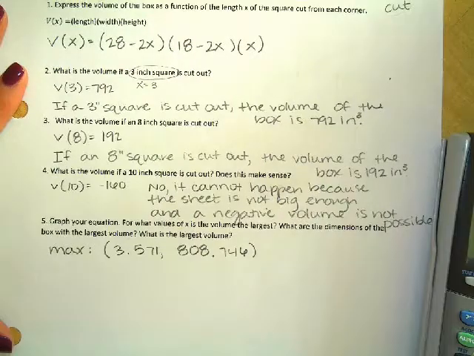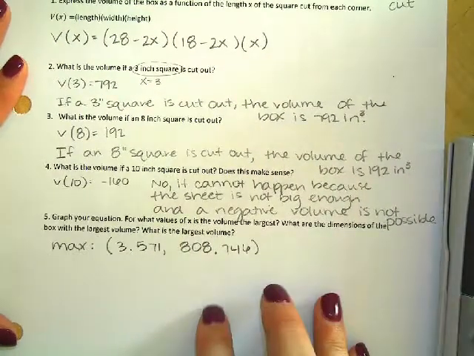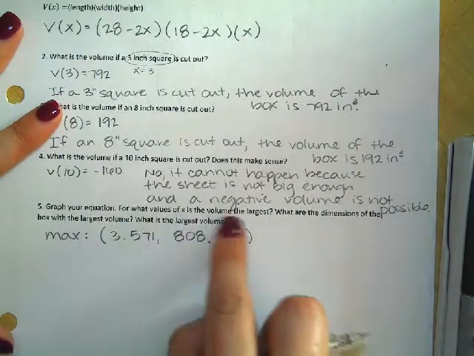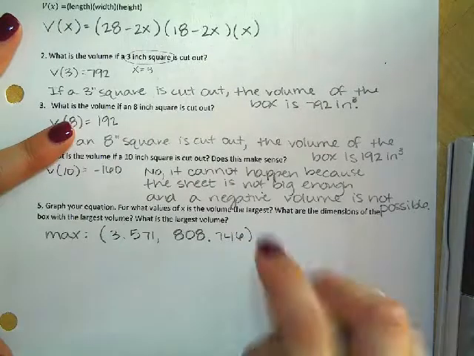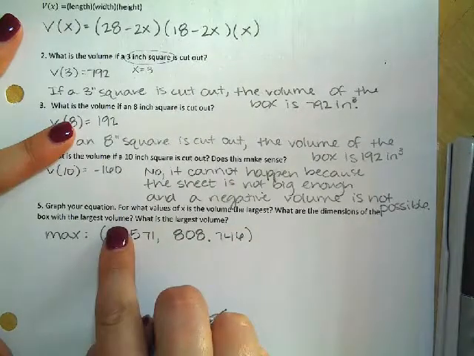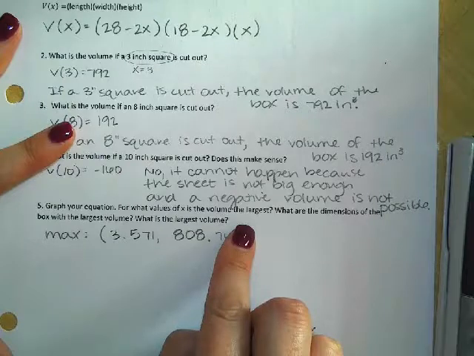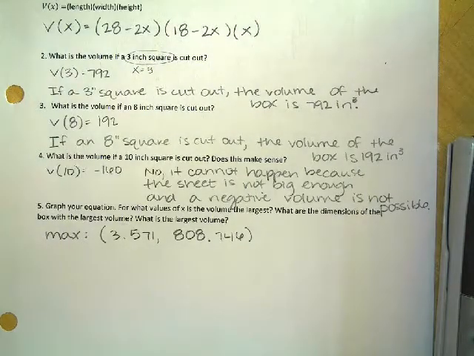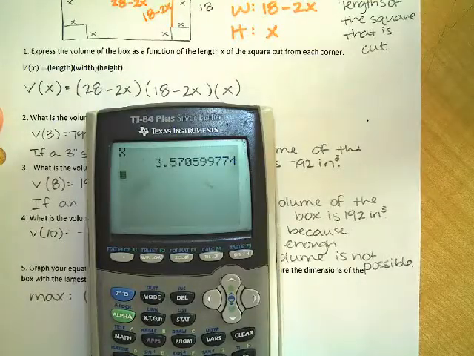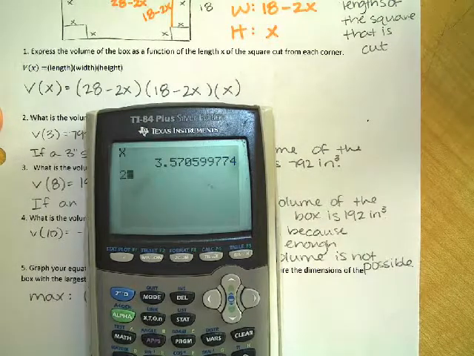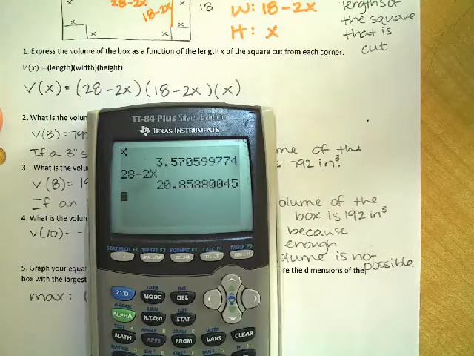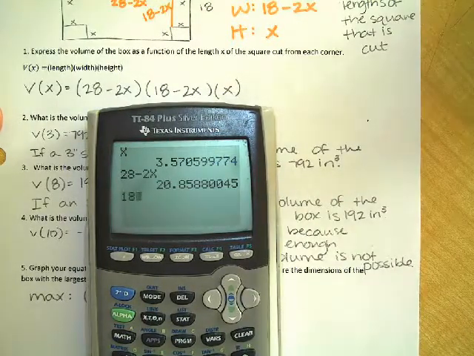All right, so leave that on your screen. We're going to start answering these questions, okay? You guys ready? All right. It says, for what value of X is the volume the largest? What are the dimensions of the box with the largest volume, and what is the largest volume? Okay, so what does it mean when it says what are the dimensions? Length, width, height. Okay, so now, because you have that x stored in there with those decimals, now you can just type in 28 minus 2x, because that's the length. Mind blown. 18 minus 2x.